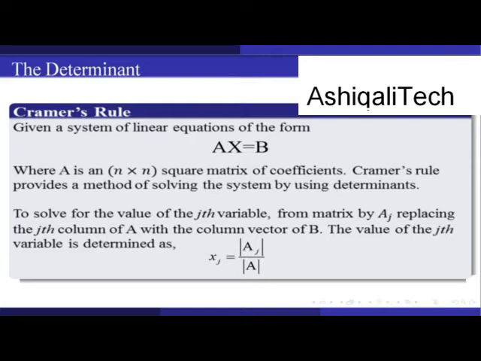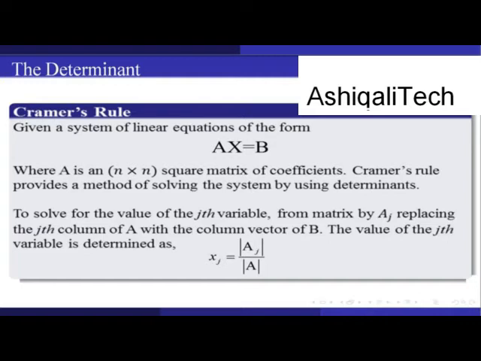To solve for the value of the jth variable, form the matrix Aj by replacing the jth column of A with the column vector b. The value of the jth variable is determined as xj is equal to Aj determinant divided by A determinant.